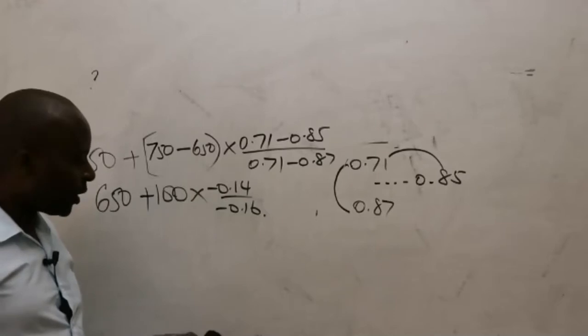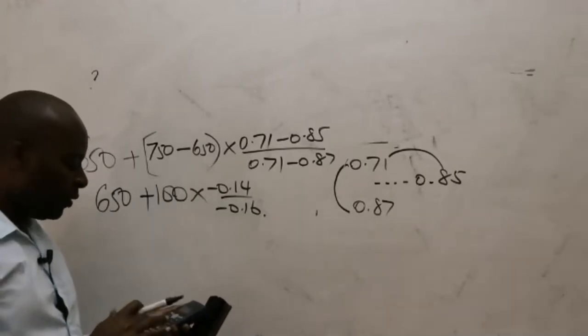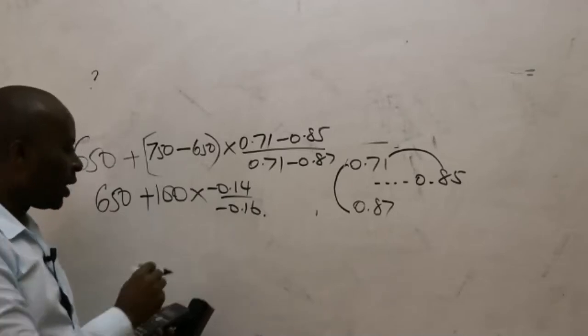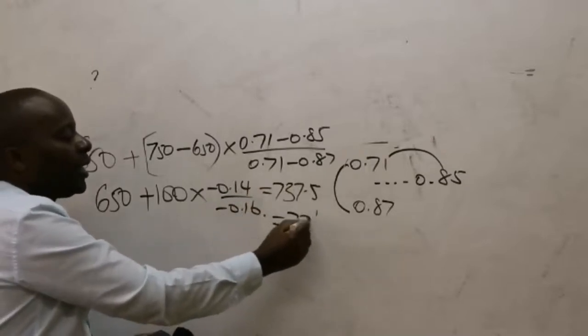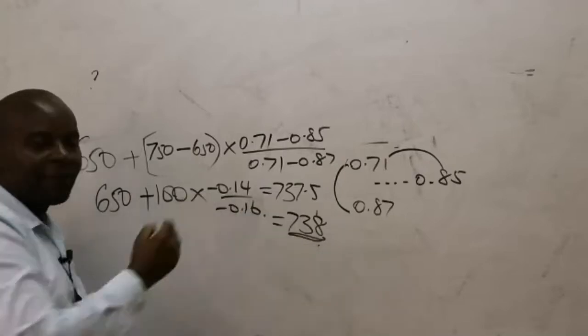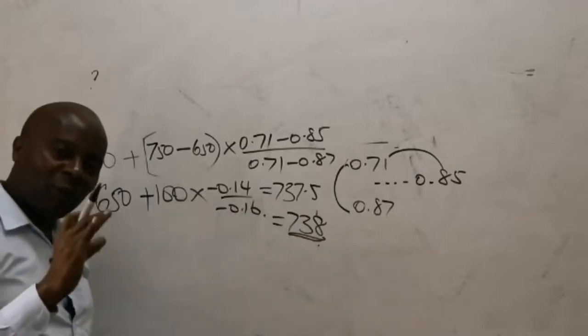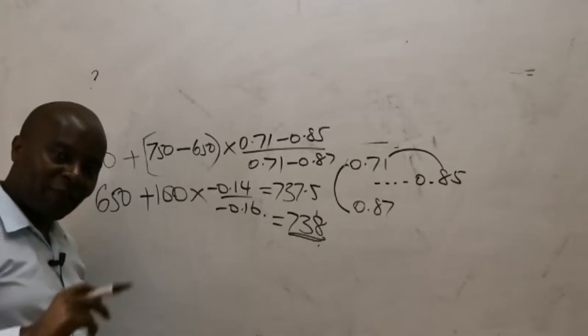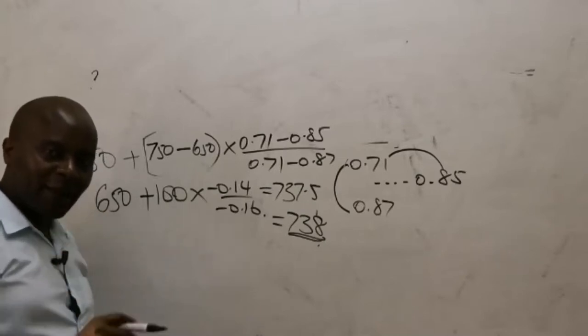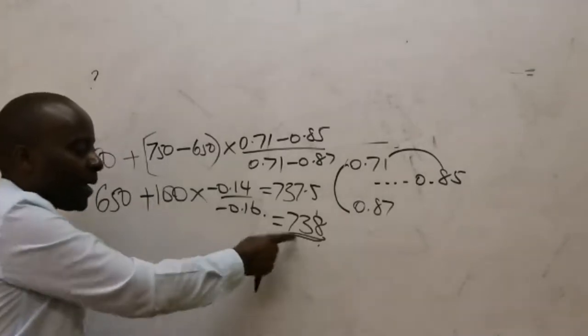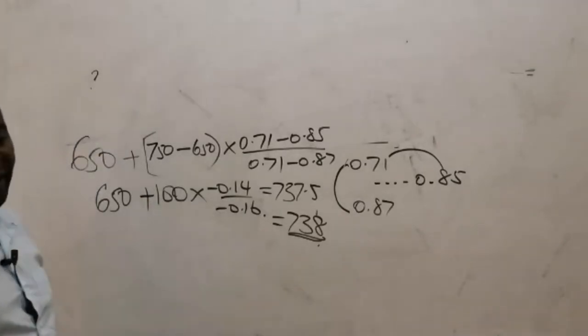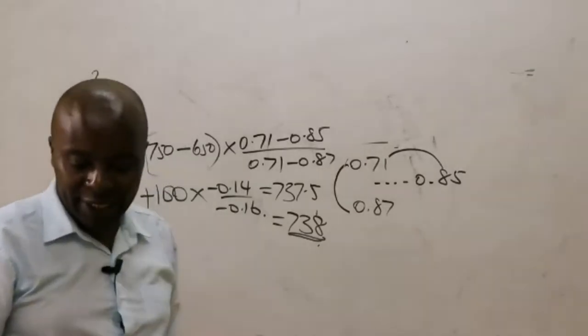Then we have 0.14 divided by 0.16 times 100, plus 650, which gives us 737.5, which is basically 738. So if they want to be sure that they'll be serving 85% of their clients, they have to supply 738 units. They must supply 738 units.